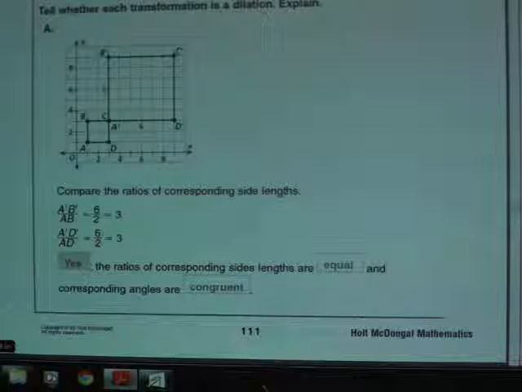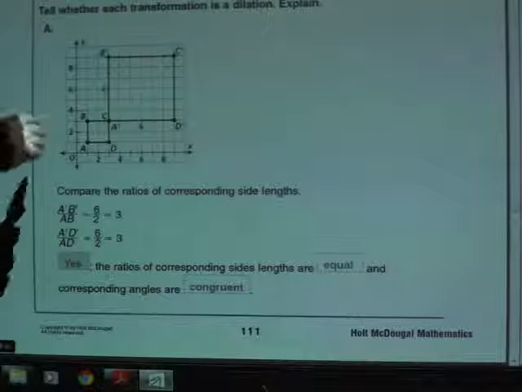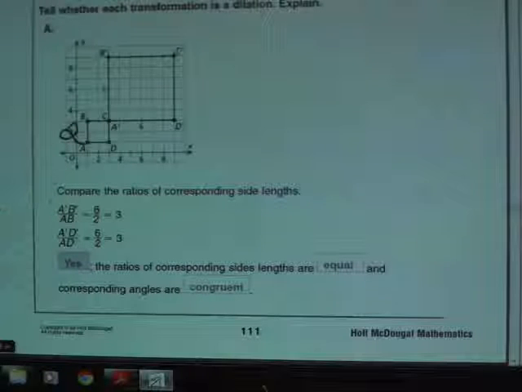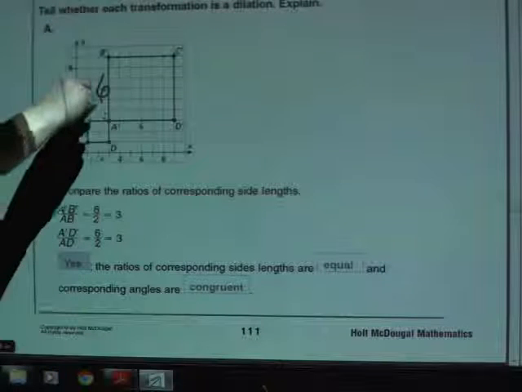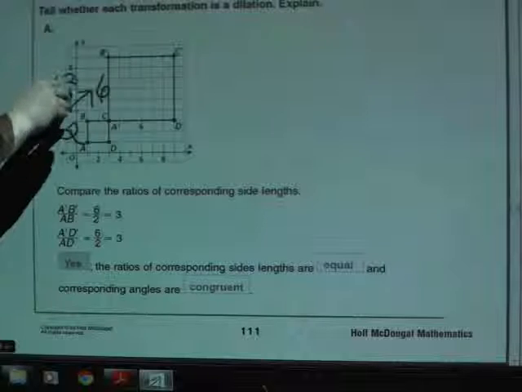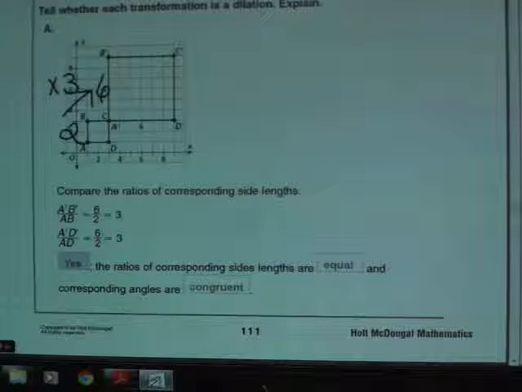So what they're saying here is that on the original shape, the side marked AB is 2, and on the image, the side that's marked AB goes to 6. Well, to go from 2 to 6, that means we'd be multiplying by 3. Because this is a dilation, everything has to change the exact same way. So that means everything has to be multiplied by 3. If everything is not multiplied by 3, it's not a true dilation.